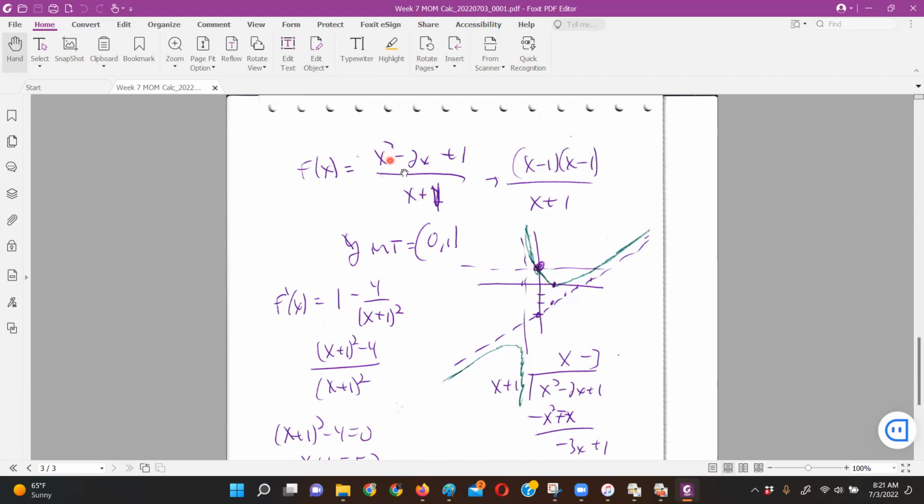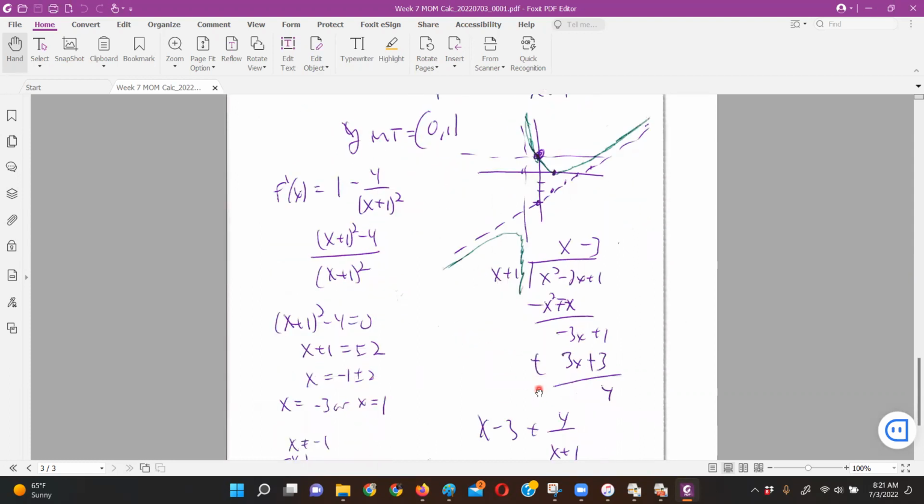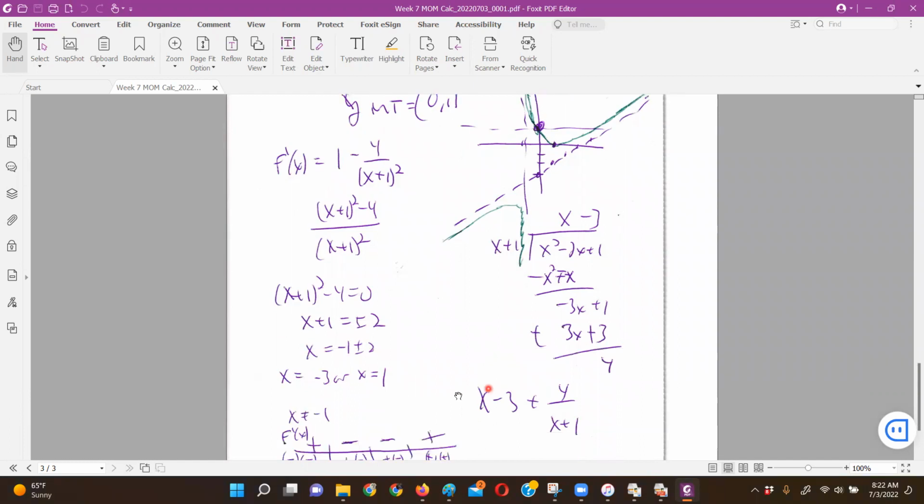And then because it is a top heavy function, I decided to do the long division so I could find that slant asymptote, that oblique asymptote. So I did that, and if you want, you can pause the video and write that down. So it came up that I had a slant asymptote of x minus 3 plus the remainder over the divisor, right? So I sketched in that dotted line, the slant asymptote x minus 3, right?